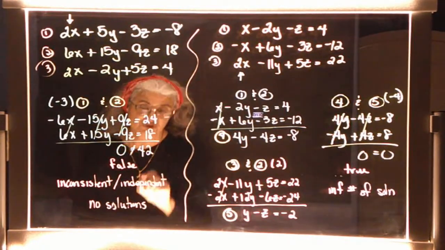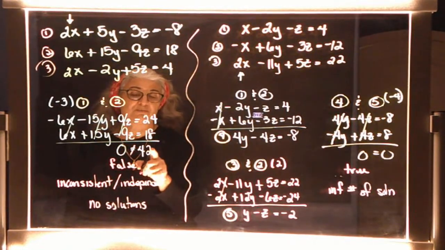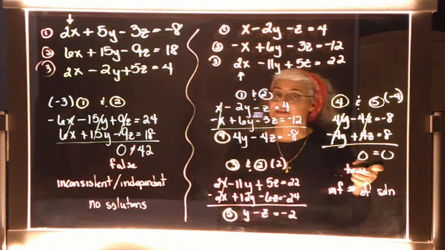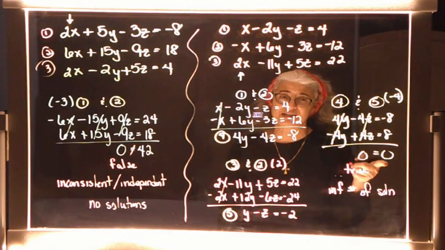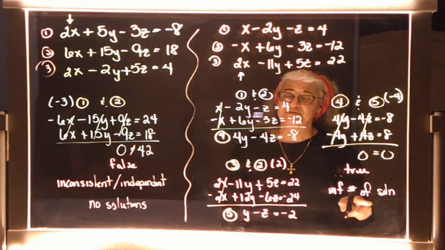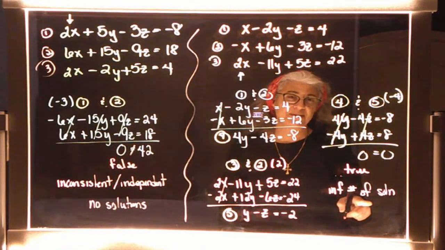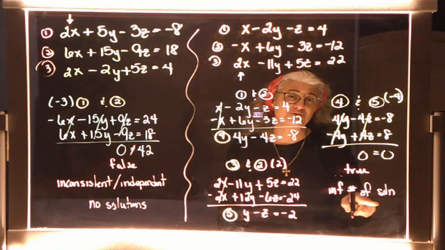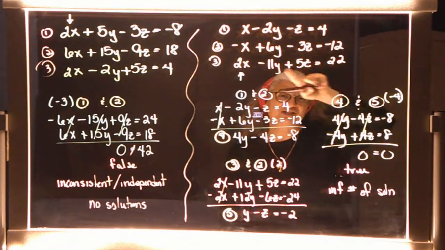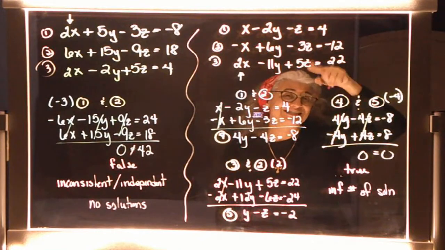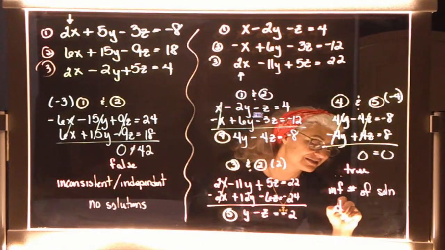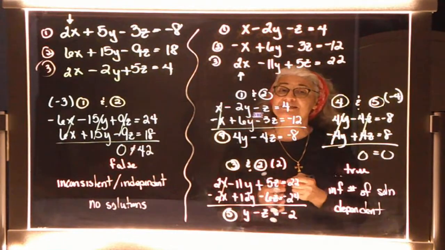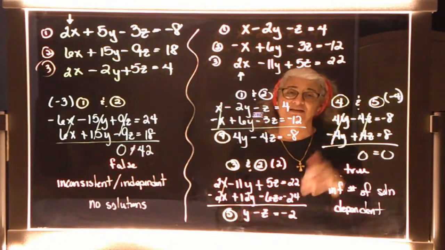There are no solutions to this problem over here because 0 doesn't equal 42. And over here, where they all dropped out and you ended up with a true statement, you actually have an infinite number of solutions. And you're like, well, how can that be? This 0 equals 0 tells me not only do you have an infinite number of solutions, it tells me these 3 equations, if you graph them, they're the exact same line. This is actually a dependent system. Dependent means it's the exact same line.